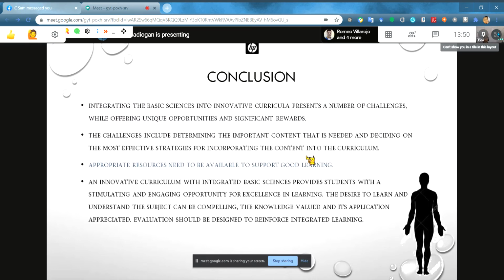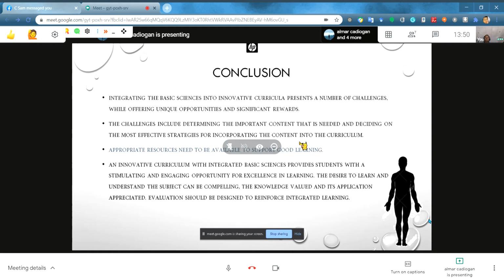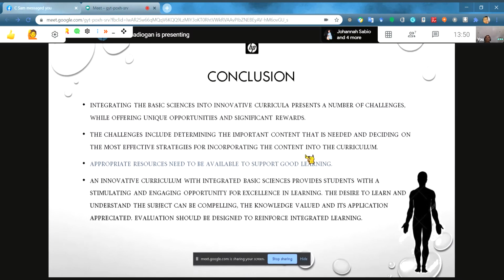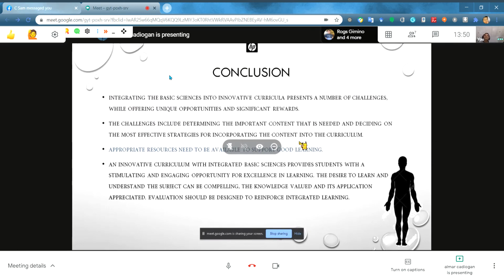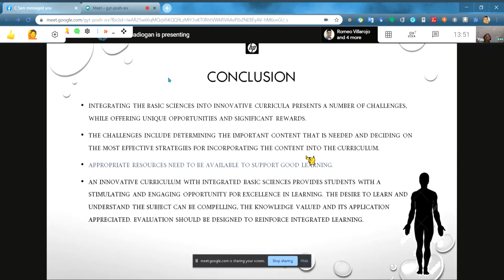So in conclusion, integrating the basic science into innovation curricula presents a number of challenges while offering unique opportunities and significant rewards. So the challenges include determining the important content that is needed and deciding on the most effective strategy for incorporating the content into the curriculum. So, that is up to the teacher, kung unsay ang strategies nga tudlo sa atoa.